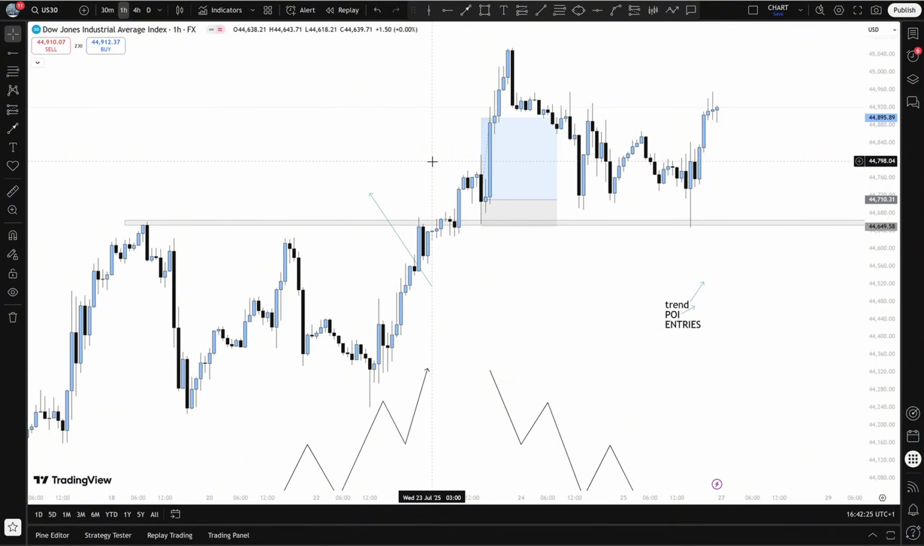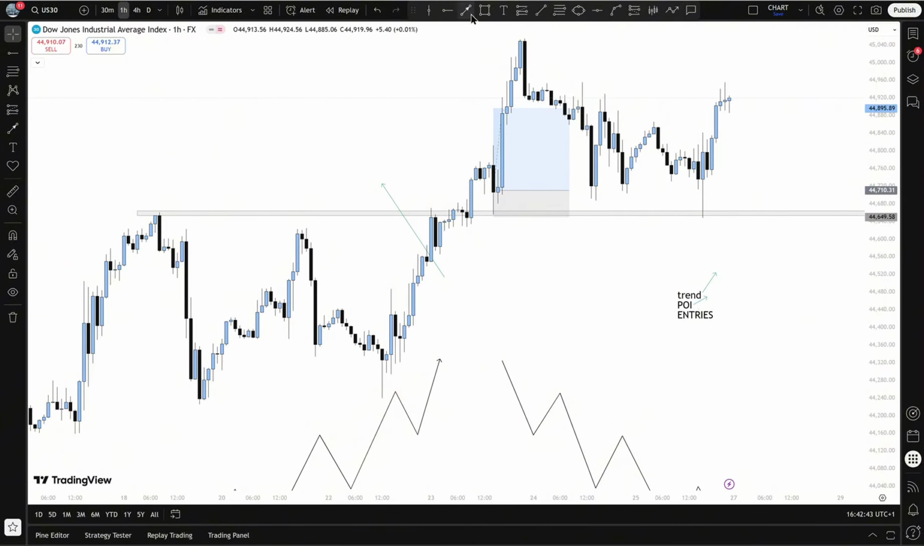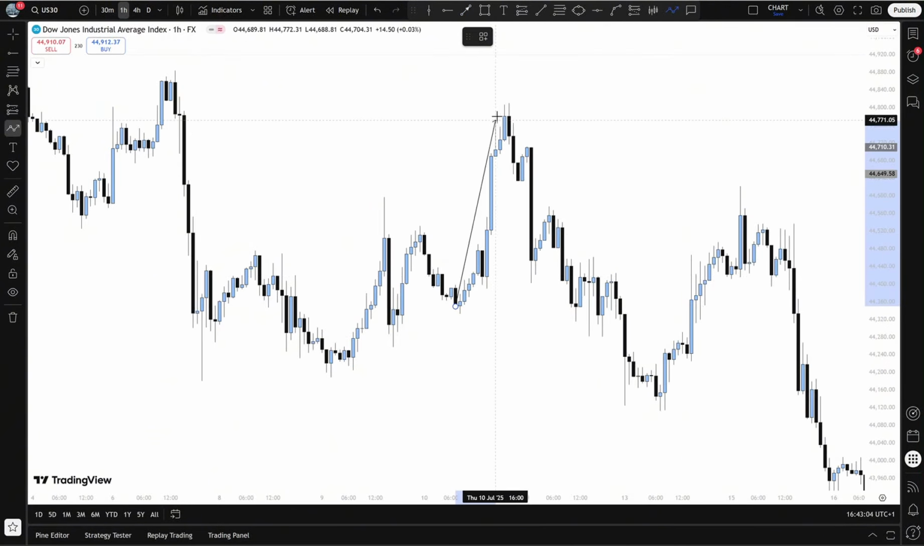Trust me, you can use this strategy to pass any evaluation account because a lot of my students have done it also. What do we have here? Price retested and started heading in our direction until it hit our take profit. Now, price was moving to the upside already.